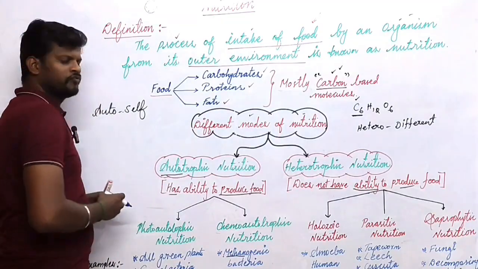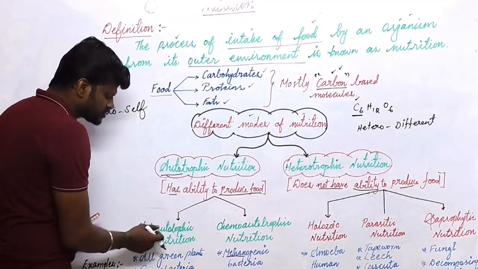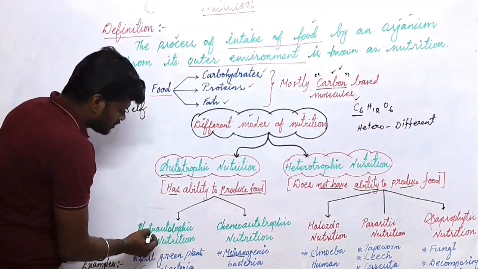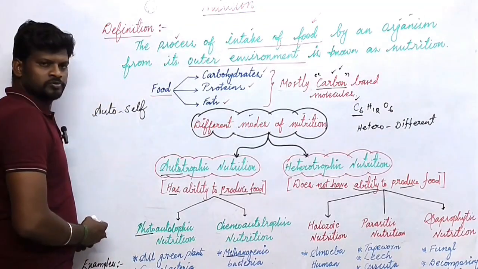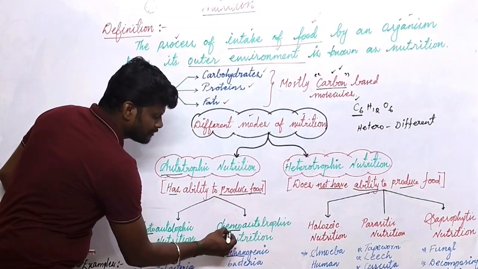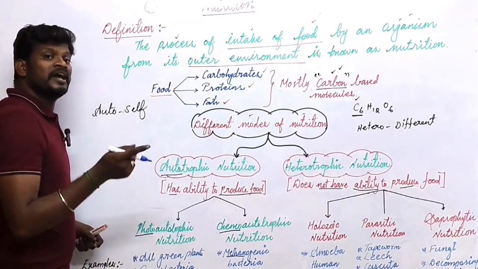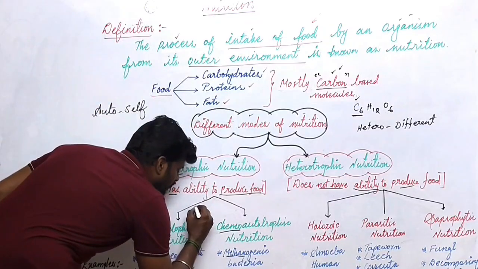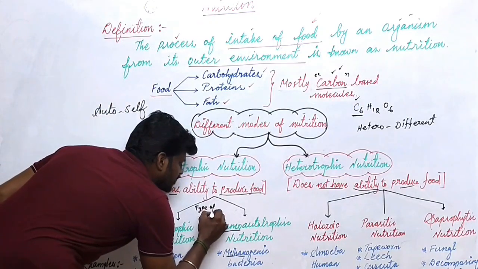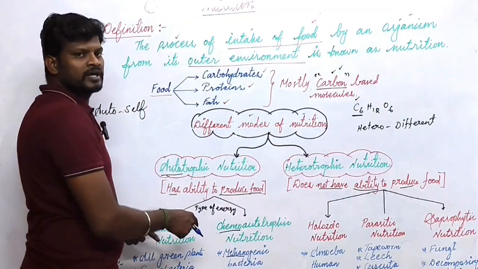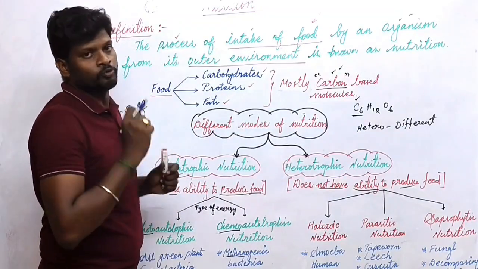When it comes to autotrophic nutrition, it is further classified into two different modes of nutrition. One is photoautotrophic nutrition, another one is chemoautotrophic nutrition. This classification is based on the type of energy used by an organism to prepare their food, right?